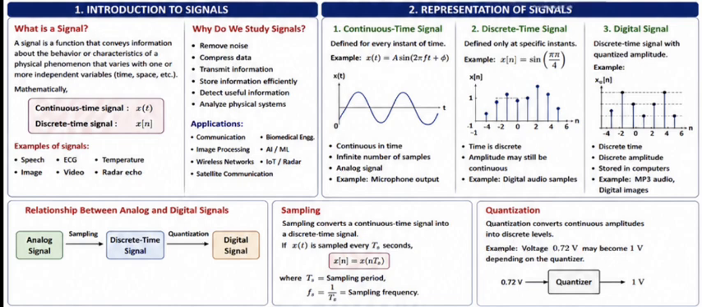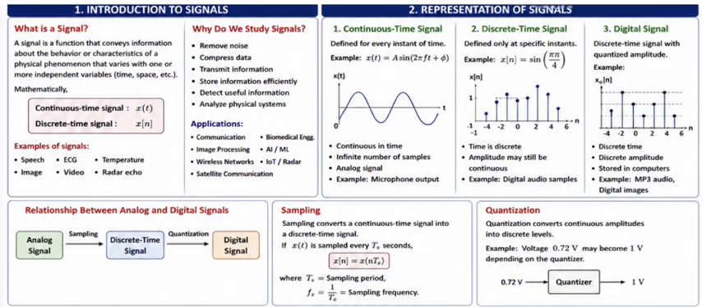And talking about the digital signal, when the time is not continuous but the amplitude is continuous, I call it a discrete time signal. But when the time is not continuous and the amplitude is also quantized, such a signal is what I call a digital signal. It is discrete in time, discrete in amplitude, and it is generally stored in computers. A few examples are MP3 audio and digital images.